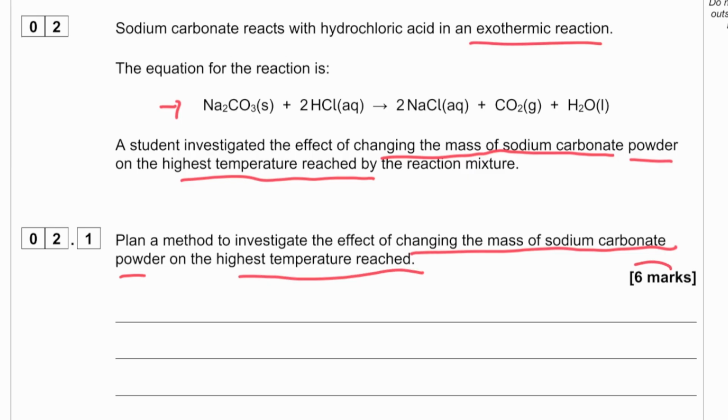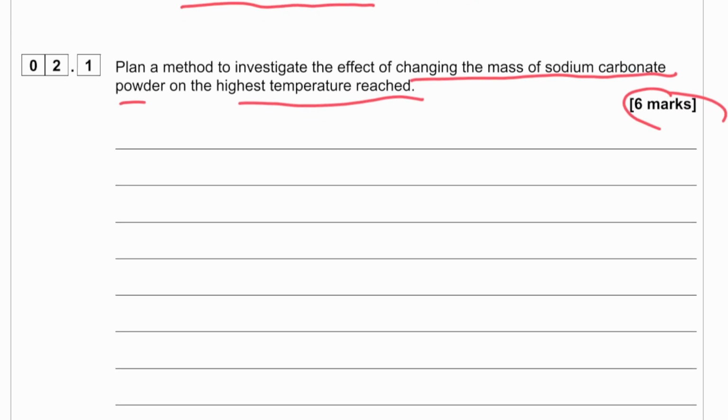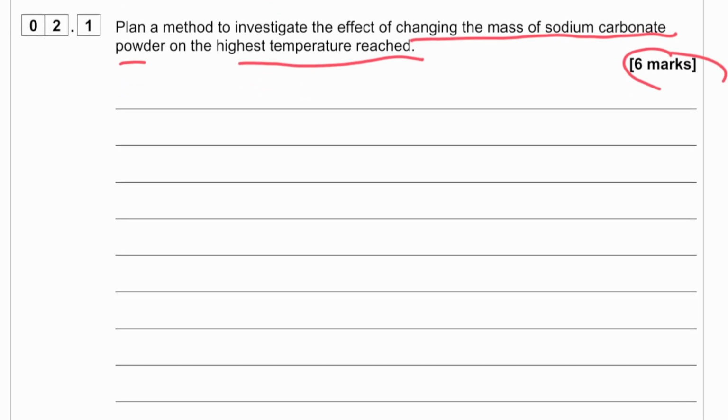Plan a method to investigate the effect of changing the mass of sodium carbonate powder on the highest temperature reached. You can see straight away there's a 6 marker, so you want to think really about how we are going to structure this question, okay? Or rather our answer to this question. So you want to give a really detailed method, and it's a 6 marker experimental question.